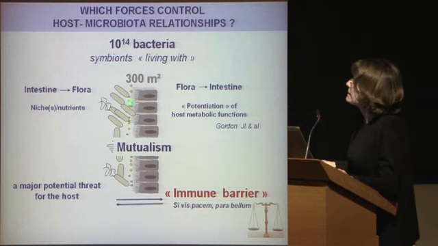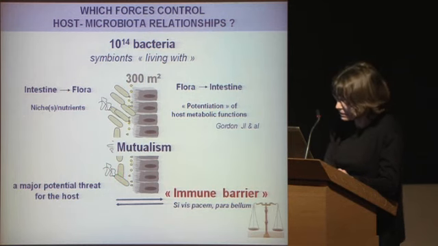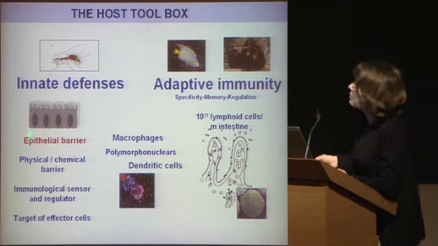As we have already discussed largely today, we are faced with 10 to the 14th bacteria in our intestines. The question is which forces control the relationships between this microbiota and the host. What we have learned is that across evolution we have derived mutualistic relationships, probably largely based on the metabolic advantage that each partner takes from the association. Yet these bacteria are a major potential threat to the host, and against this the host has put successive layers of defense.